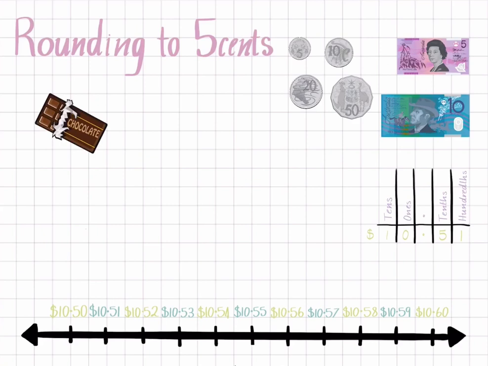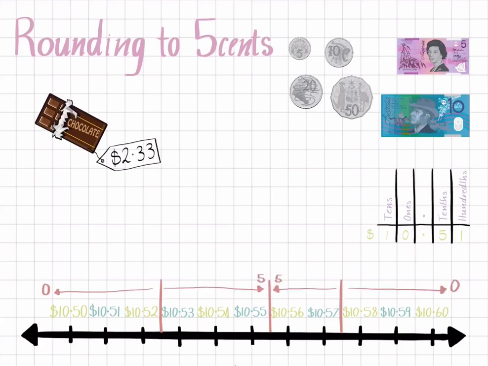Rounding with money is super important to know if you're ever going to go to the shops and make a purchase. So if I was going to buy a chocolate bar and it cost me $2.33, I would need to use my knowledge of rounding. So if we look back at our rounding number line, and then I'll also go and change my amount in our place value chart. So you can see now that we have a 3 in the hundredths column. So that means we need to round up to the nearest 5 cents.